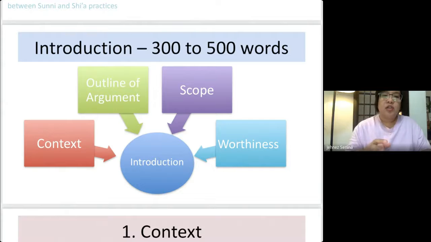And the introduction is the most important part of your essay because from there, you can tell the reader what the focus is, what the content of your essay is, without reading the whole essay. It's the introduction.